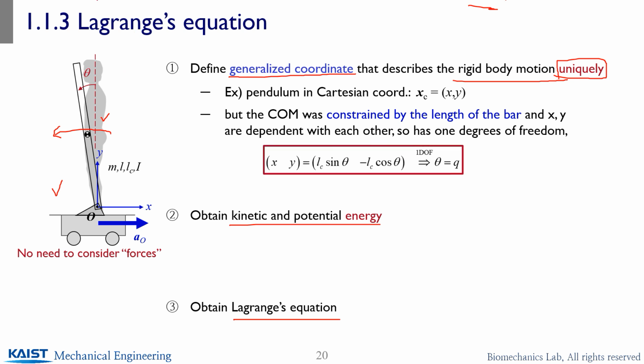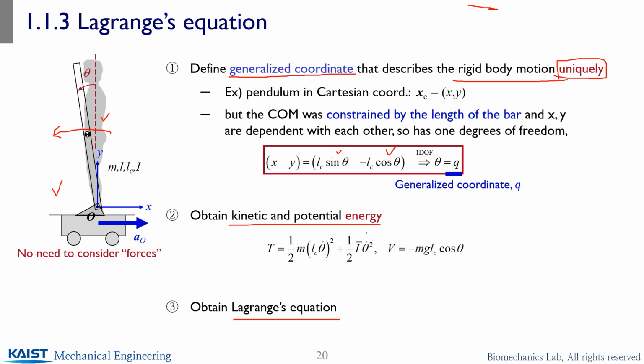So for example, if I define the tilt angle theta here, your x and y components will be expressed by sine theta and cosine theta. So you have only one parameter that can uniquely describe the center of mass position, which is theta. Here, theta is what we call the generalized coordinate.